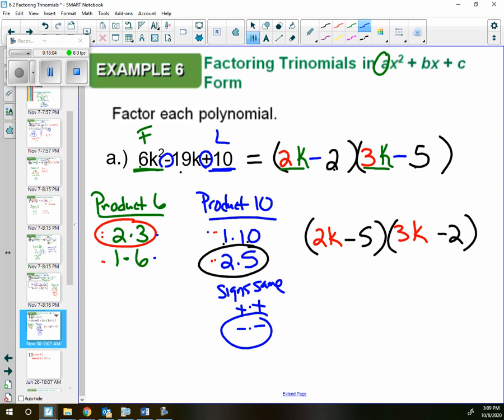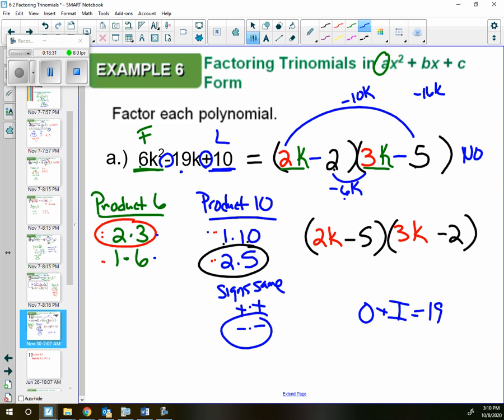How do you check? None of these just automatically added to 19, right? None of this does. It's the OI, the outsides plus the insides in FOIL that have to add to the 19. So let's see if we can get either pair to do that. So let's try it here. 2k times a negative 5 would be negative 10k. And then negative 2 times positive 3 would be negative 6k. Add those together, what do you get? That looks like negative 16k. So that means this doesn't work. That's a no.